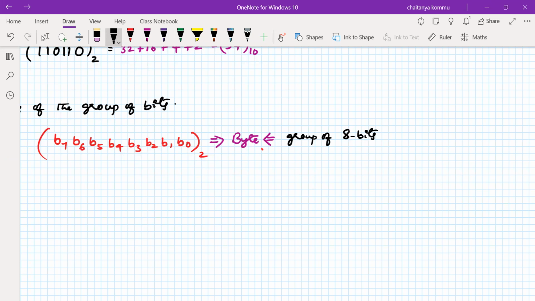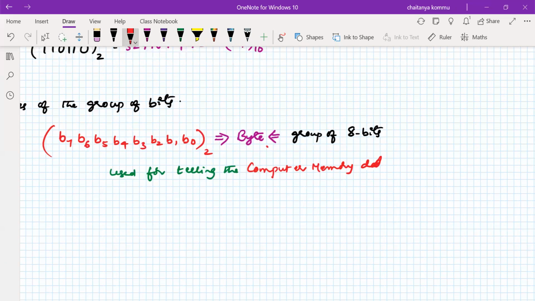It is usual practice whenever we talk about the computer memory, for example, how you can store the data, or what is the size of the data that you want to store in computer memory? It is in terms of bytes only. Therefore, this term is used for telling the computer memory data size.